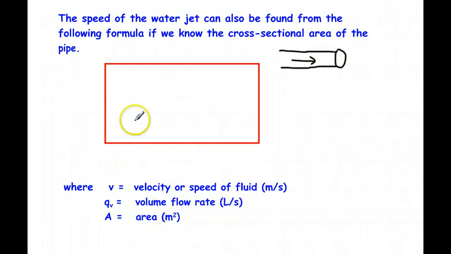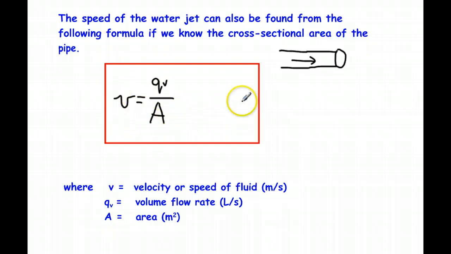Velocity, or the speed of the fluid, is a lowercase v, and now your textbook will usually do something like this. You'll use cursive. So this is a lowercase v is equal to our volume flow rate divided by the area. So again, it's just another way using different variables of finding the same thing if you had to.